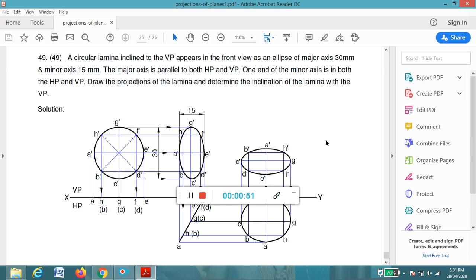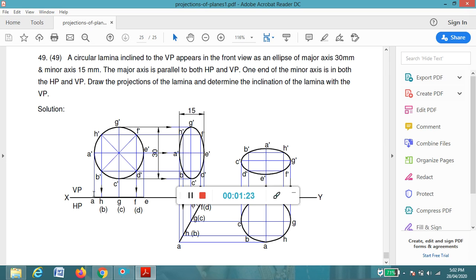In the previous class I explained the circular lamina resting on HP on one of its points on the rim, but in this case it is different. First position: the circular lamina is drawn in the VP itself. So in the given problem, a circular lamina inclined to the VP appears in the front view as an ellipse. Just go through what I have drawn.